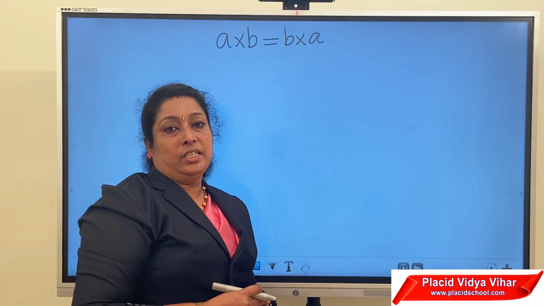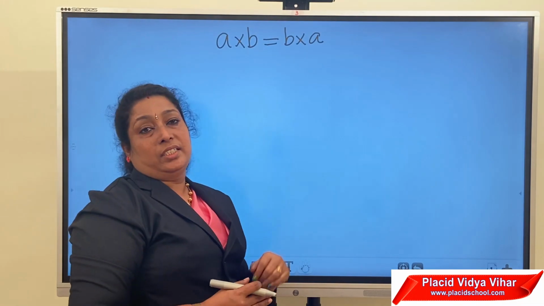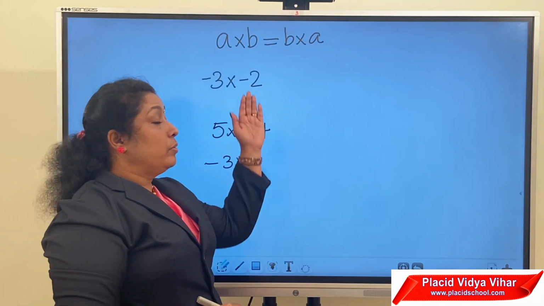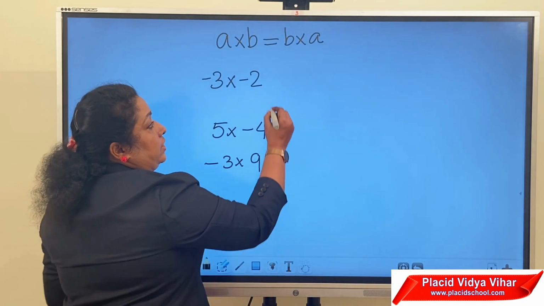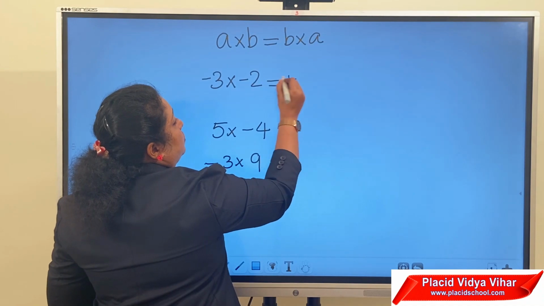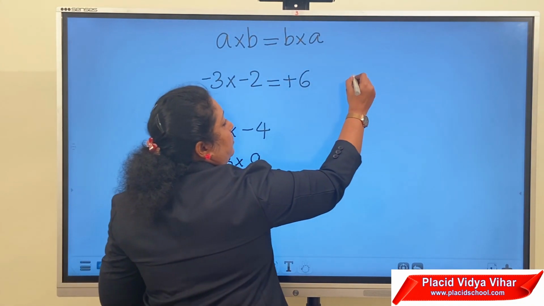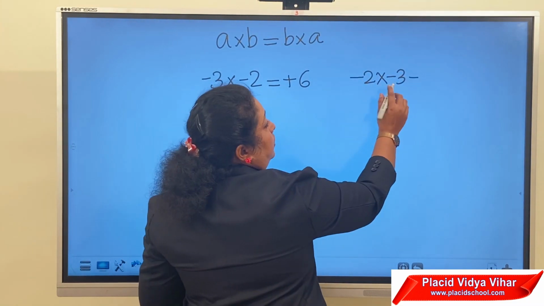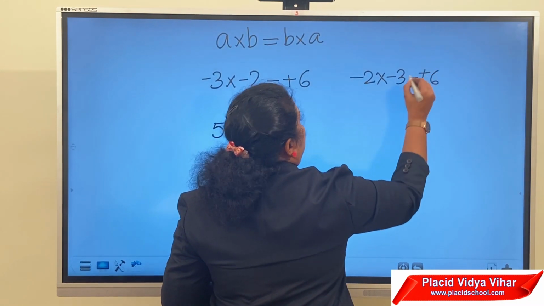If we have two integers a and b, let us check whether a into b is equal to b into a. Let's look at examples. Negative 3 into negative 2. What's the answer? Negative into negative is positive. 3 2s are 6. The reverse, negative 2 into negative 3, the answer is positive 6.